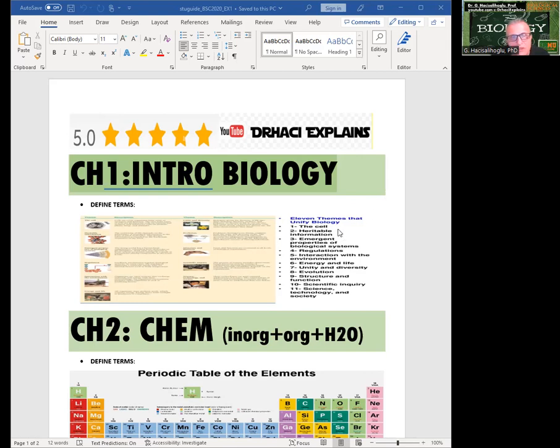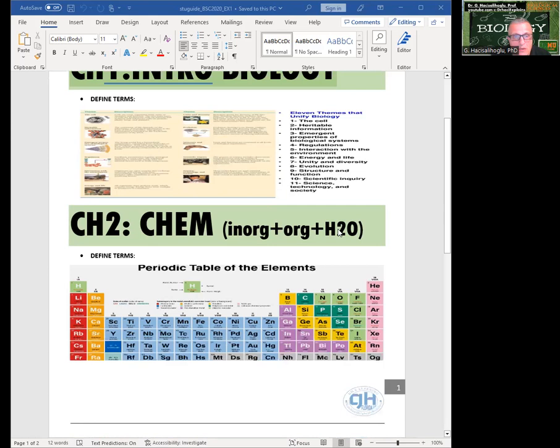Chapter 2 is about basic chemistry. That includes inorganic chemistry, like the periodic table you see here, organic chemistry, which is carbon chemistry, and also water. We can break them down into chapter 2A, 2B, 2C to cover the whole thing. Inorganic chemistry is about everything in this periodic table. Organic chemistry is about just carbon.